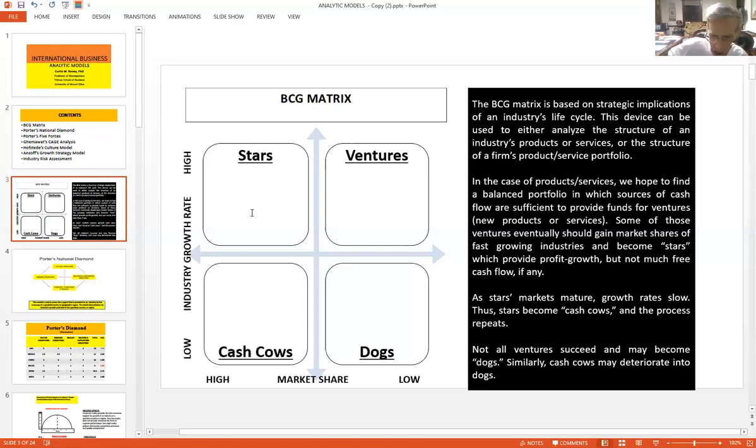We can use this device either to assess our current products, or we can use it to assess the entire industry. And so that's why the BCG matrix is usually discussed as an industry analysis tool, because you can put not just your own products into this format, but you can put the products of competitors as well.